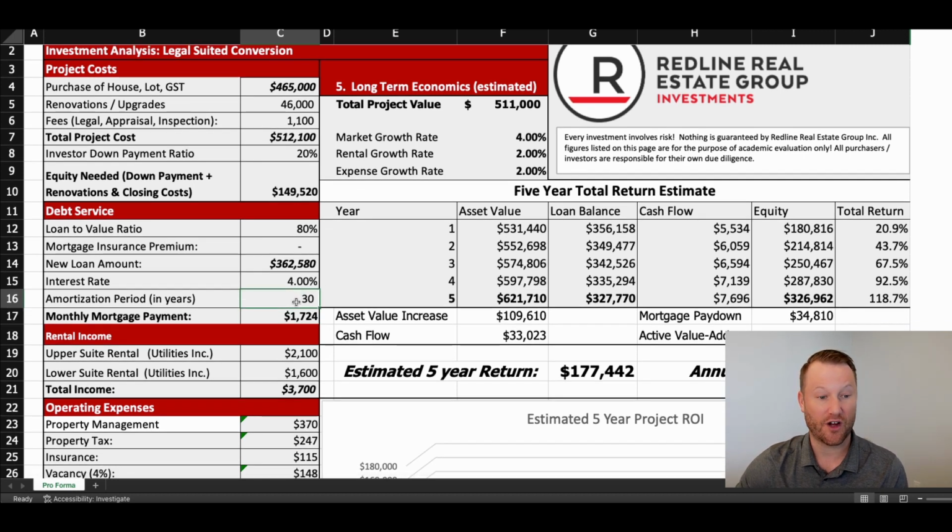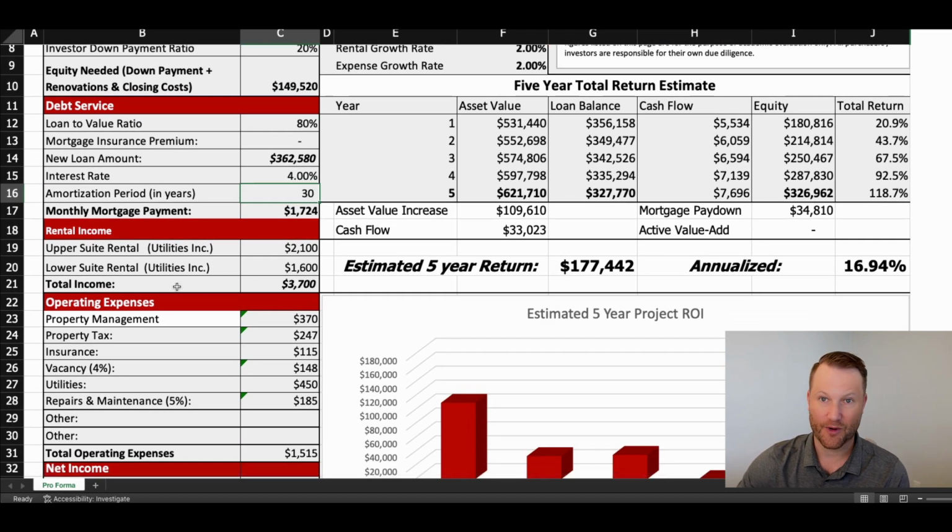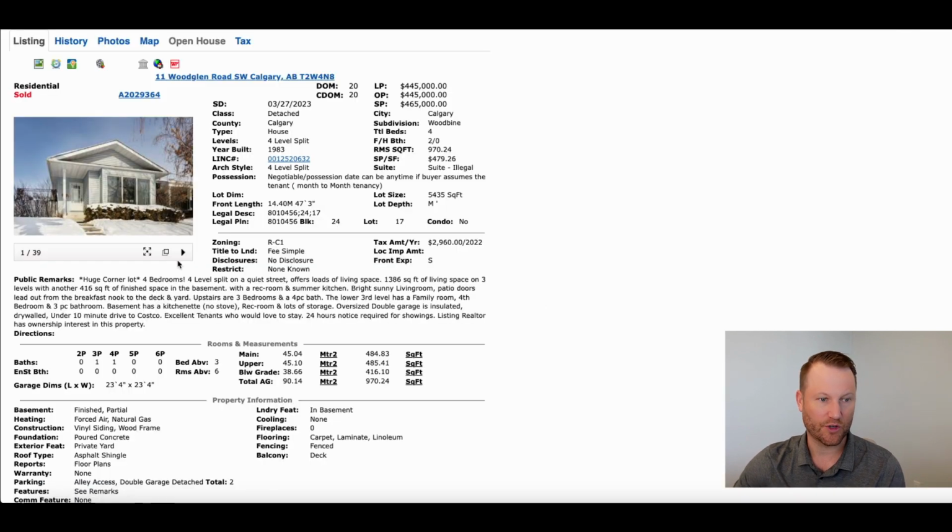So I'm going to leave it at 30 years for amortization, and now we're going to get into our operating costs and our rental revenues, okay? So coming back over to the property that we were looking at here, this has got 2 suites in it, all right? There's an upper unit and then an illegal basement unit as well, all right? So we want to have a rough idea of what we can assume the rent rates will be after we've completed all of our renovations.